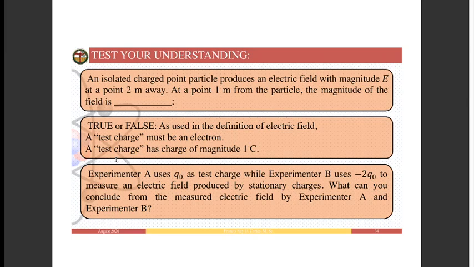So, as long as they have the same field point, okay, so they have the same field point. Again, independent man lang yung electric field produced by stationary charges sa test charge. It doesn't matter kung negative 2 Q sub naught, 3 Q sub naught, or 1 million Q sub naught. So, the measured electric field by experimenter A is the same as the measured electric field by experimenter B. Okay, it doesn't matter sa test charge.